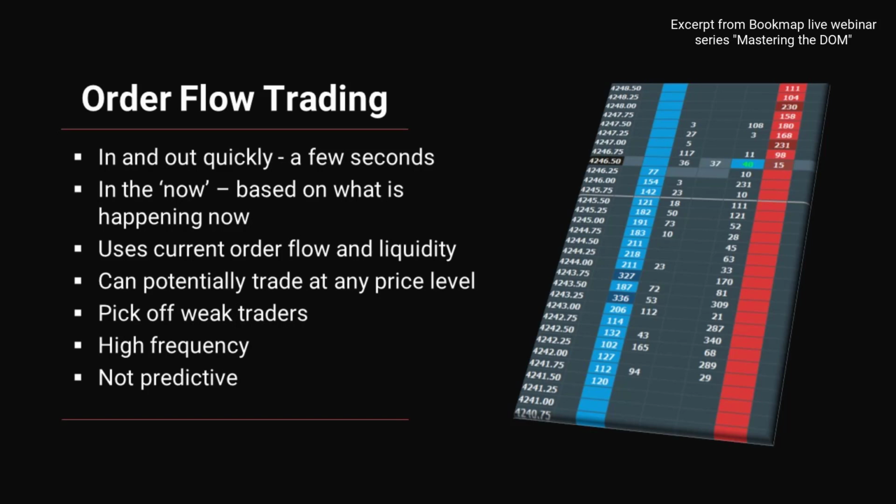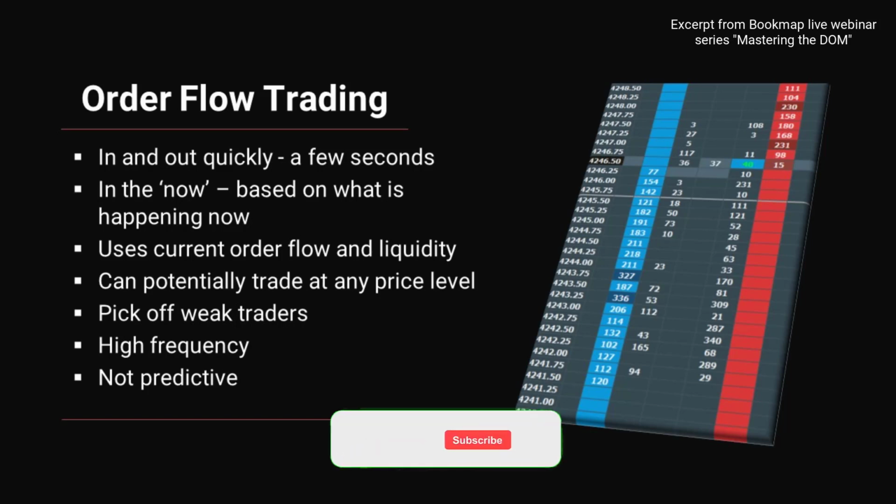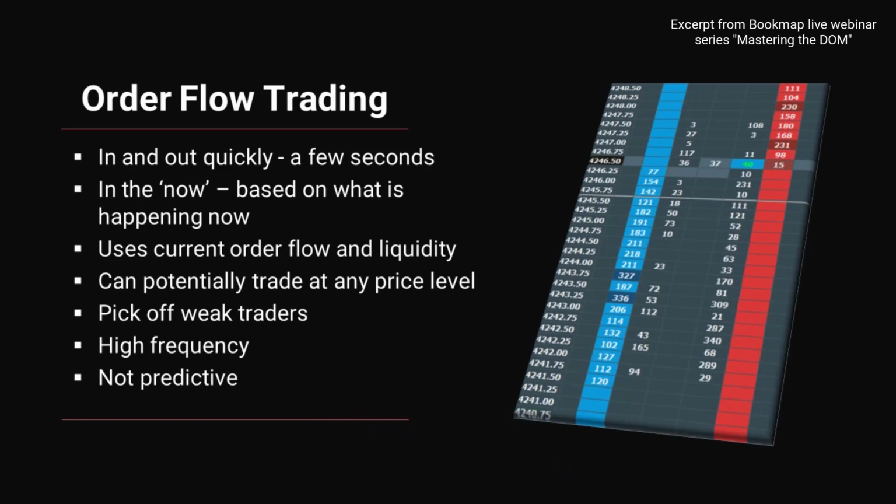You generally try to pick off weak traders with most order flow trading. It's a high frequency style. If you're an order flow trader, you should be trading dozens of times. And it's not a predictive style. So you should not be sitting here thinking, where are we going to be in half an hour, or, I think we've reached a low. That's not order flow trading.